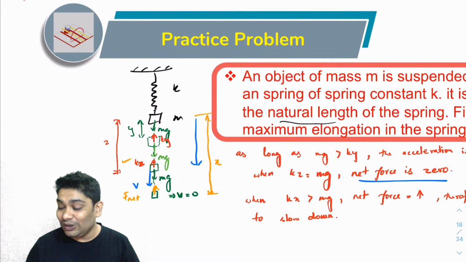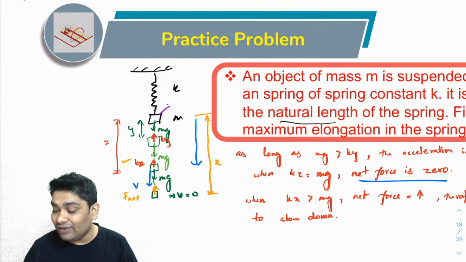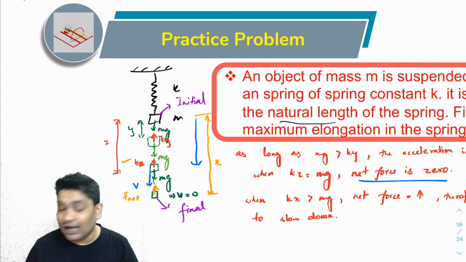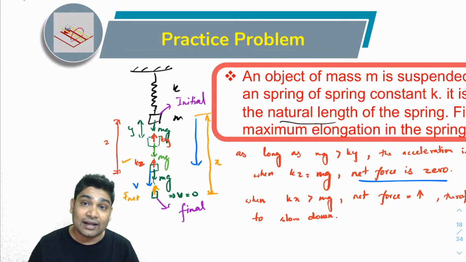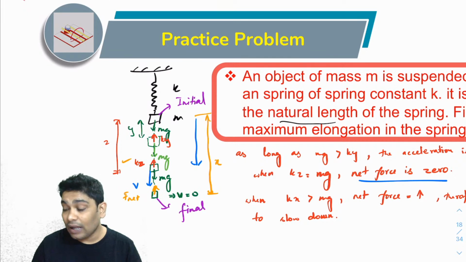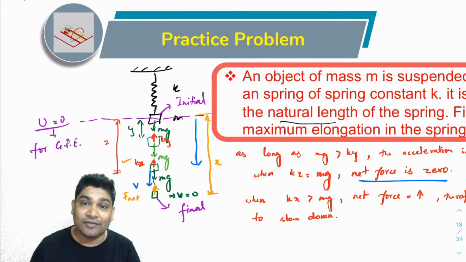Now I know that this is my initial instant. So I needed to select my two instants, right? So I will select this as my initial instant and this as the final instant, because this is where I want to find the x at the final instant. Now, between the initial and the final instant, I can apply the work energy theorem. And for the sake of simplicity, I will take this as U equals 0, the zero reference level for gravitational potential energy.